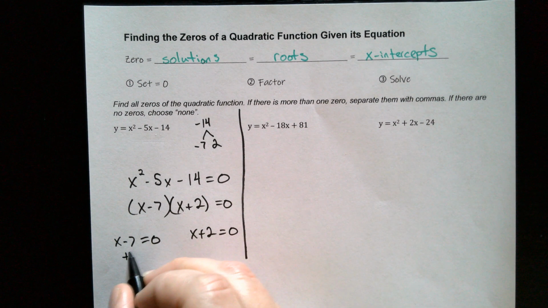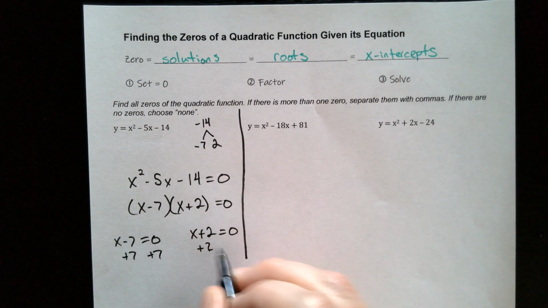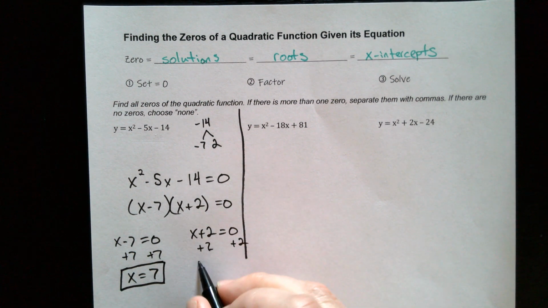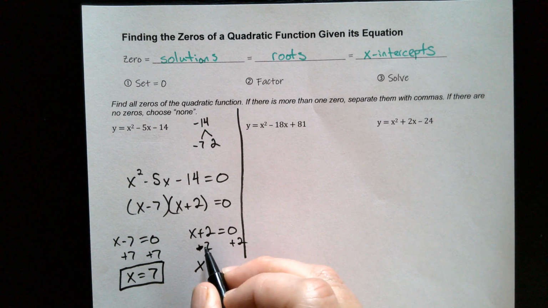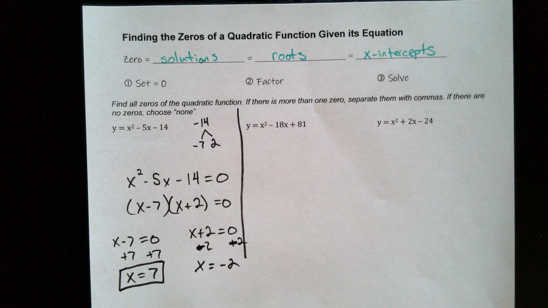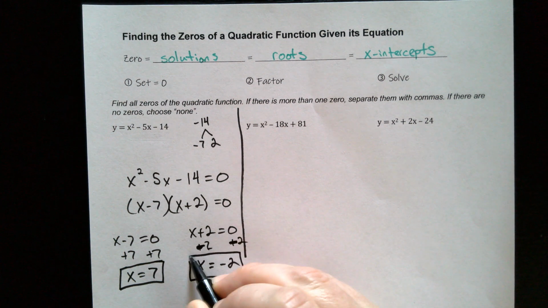So I'll add 7, add the 2 there. That gives me x is equal to 7, one of my solutions. And then x is equal to, oh, I should have subtracted there. Subtraction of the 2. So x is equal to negative 2. Okay, let's try another one. So those are our zeros or solutions or roots.